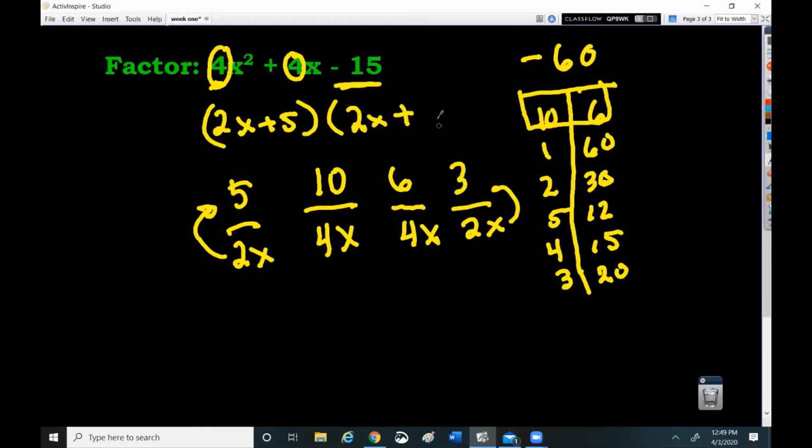And I already made a bad mistake. What mistake did I make? One's supposed to be negative. Which one is supposed to be negative? The 6. Because 10 has to be positive, because that's plus. So that means the 3 is negative. So let me change that.